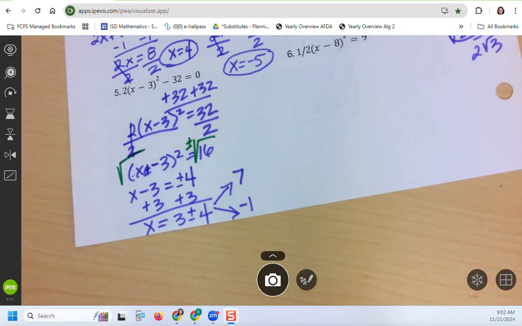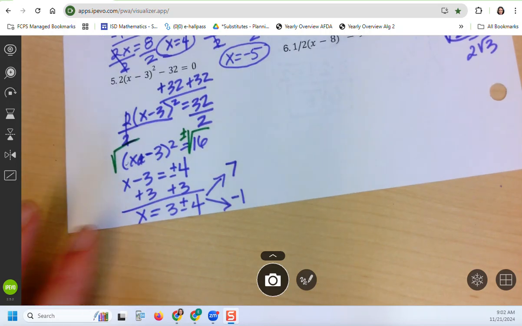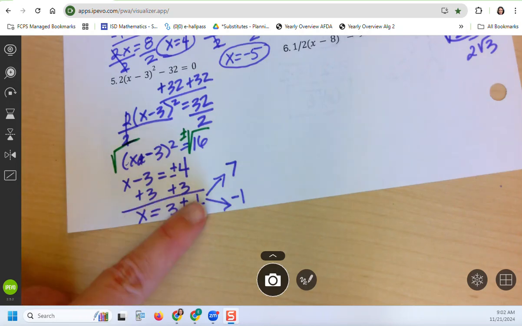All right, guys. So, two answers, 7 and negative 1. They don't have a radical in them this time because the square root of 16 was just 4. So sometimes your answer will have a radical, sometimes you'll just have integer answers, but you still get two answers no matter what. Good job. Did you get negative 1? 3 minus 4. Does that make sense? We did 3 plus 4 and then 3 minus 4. Because the square root of 16 is just 4.